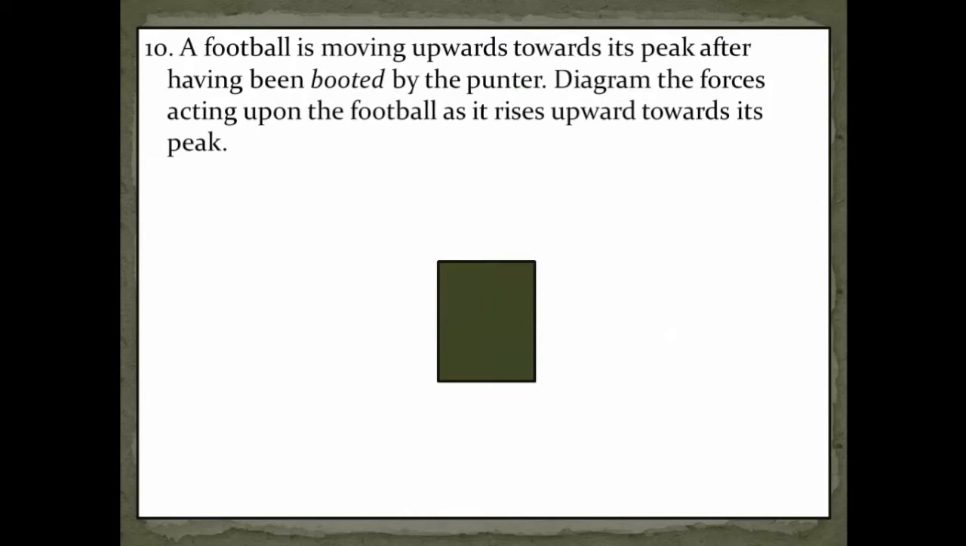A football is moving upwards towards its peak after having been booted by the punter. Diagram the forces acting on the football as it rises upwards towards its peak. So notice that it's not saying when it gets kicked, it's saying after having been kicked, which means it's in free fall. We've already been through the situation before with an egg. There's only one force on this without air resistance, and that is going to be the force of gravity. Okay?